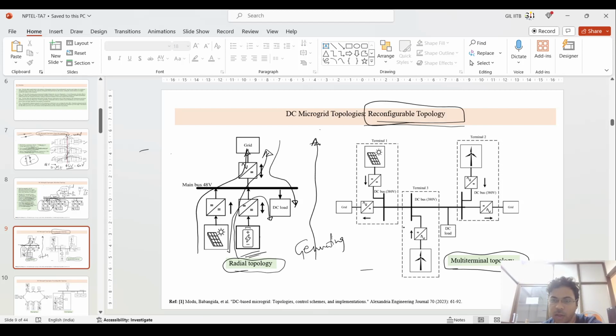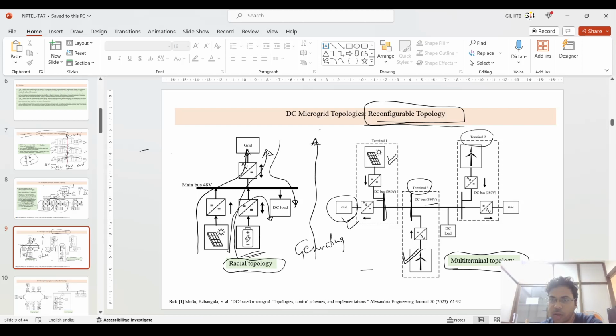So coming to the right side topology, that is the multi-terminal topology. If you see this, multiple terminals are there. So one terminal at which the grid is connected. At this terminal, the PV panel is connected. This is terminal 1. If you see terminal 3, at this DC bus at a 380 volt level, the wind generating source is connected.